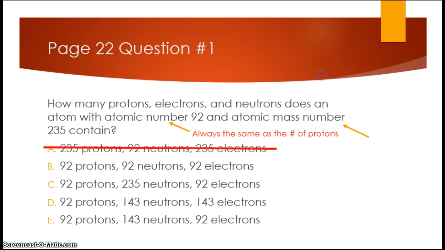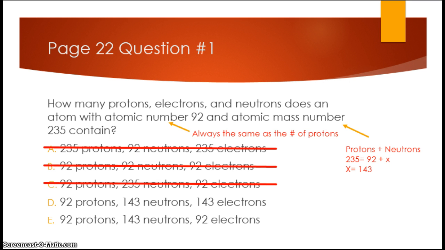All right, so now we have to look at what the mass number is. The mass number is always the protons plus the neutrons. And if we call neutrons x and we solve for x, that means there must be 143 neutrons. All I did there was subtract 92 from 235. So if I look at my answer choices, I can see that B is gone and now C is gone. And now I'm only picking between 2 options.